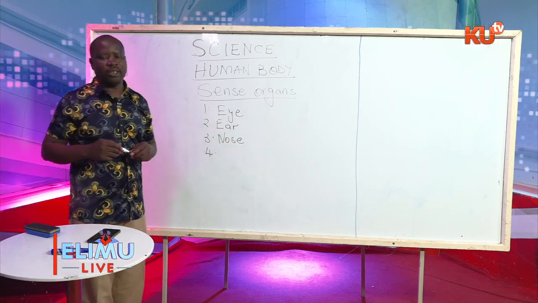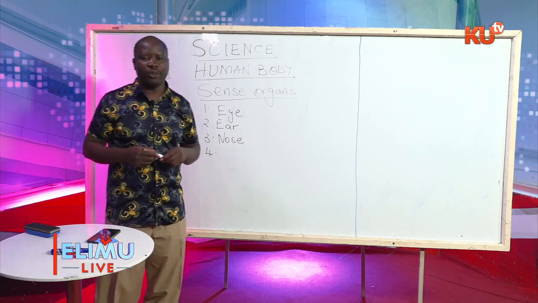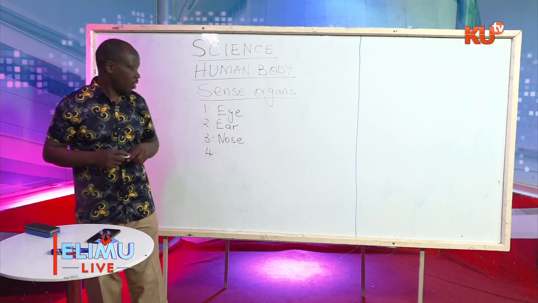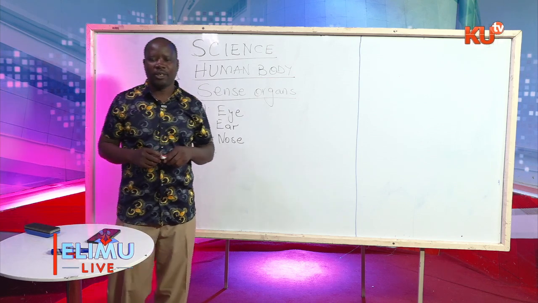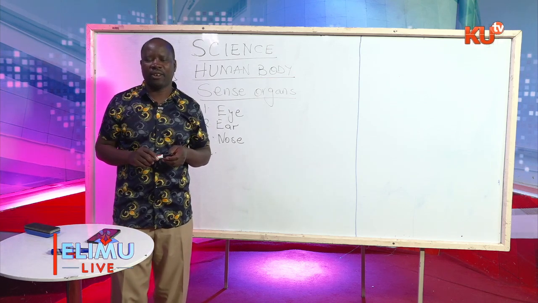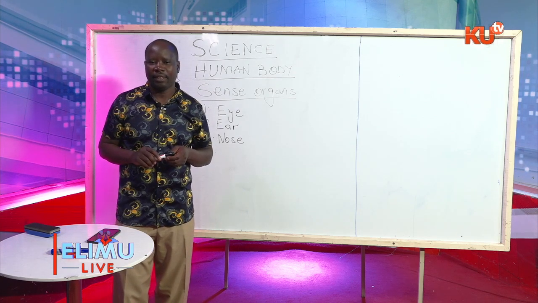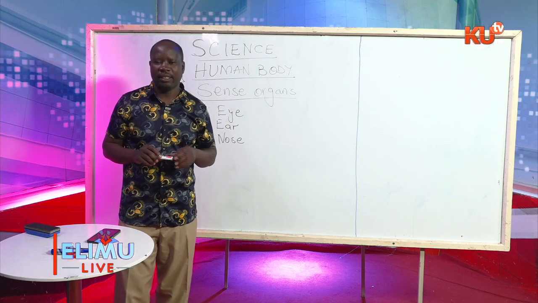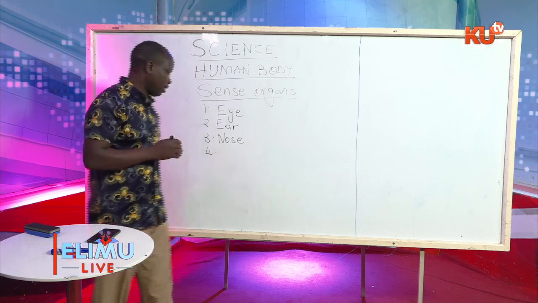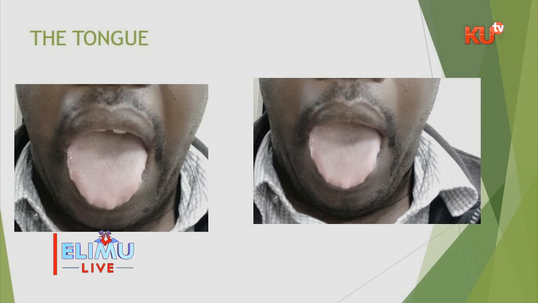The third one was the nose. We move to the fourth sense organ in the next slide. So let's look at the fourth sense organ. Apart from the nose, the next sense organ is the tongue. That's the fourth sense organ.